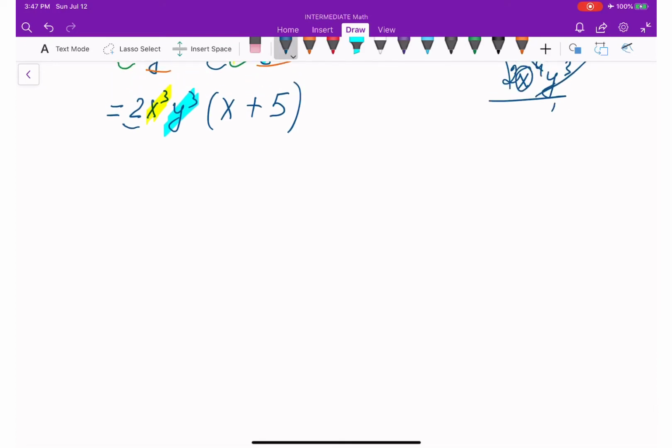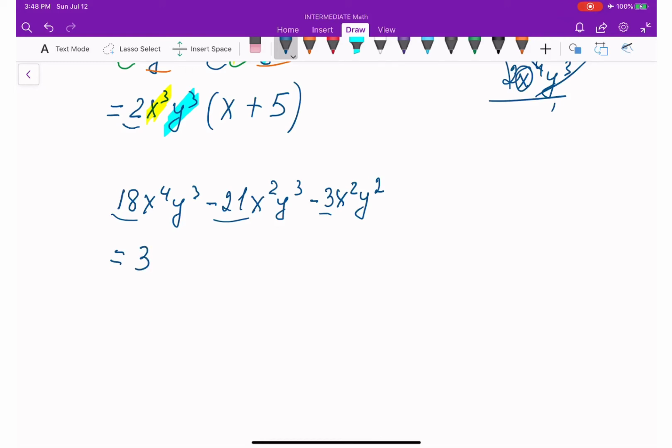So 18x⁴y³ minus 21x²y³ minus 3x²y². All right. So 18, 21, and 3. Well, obviously, the greatest common factor is going to be 3.